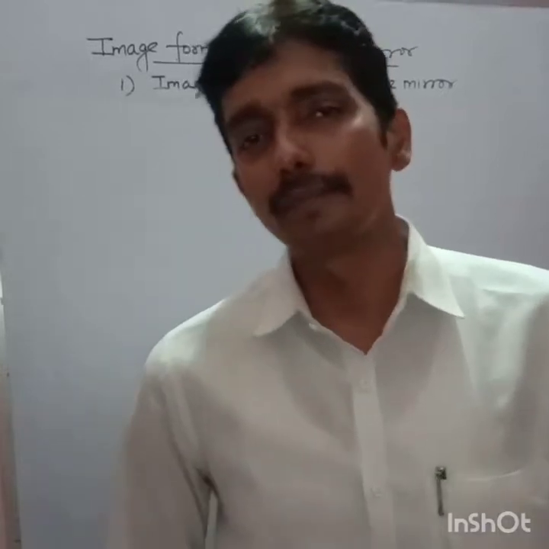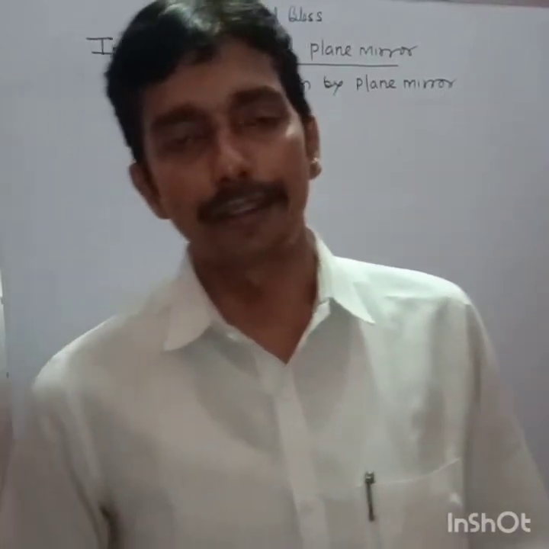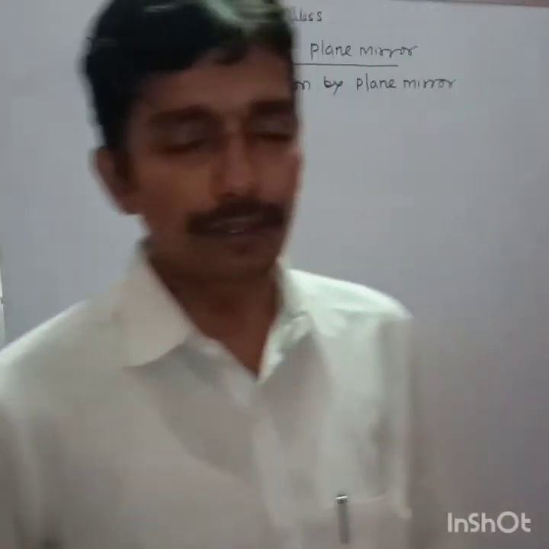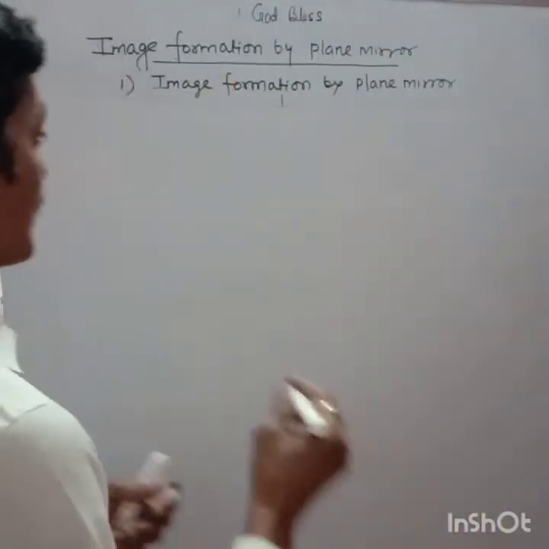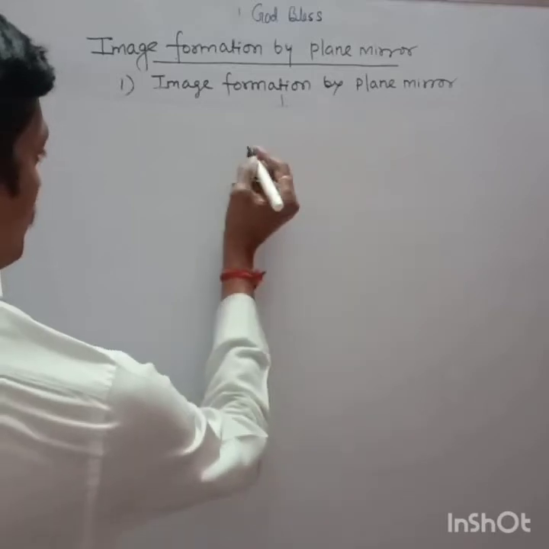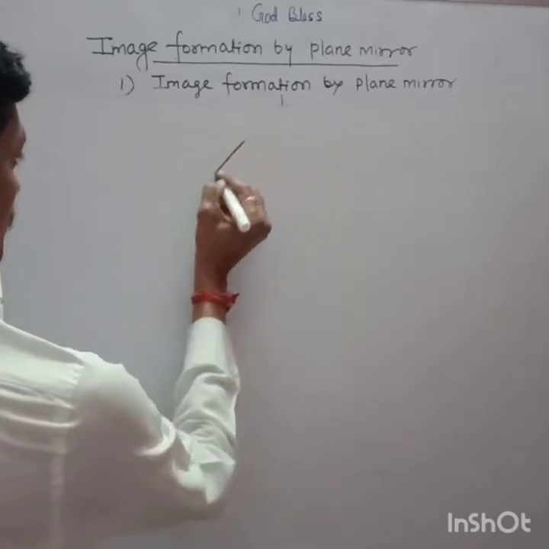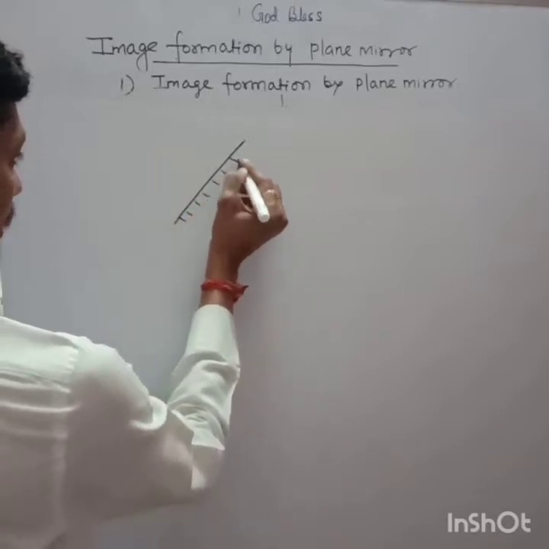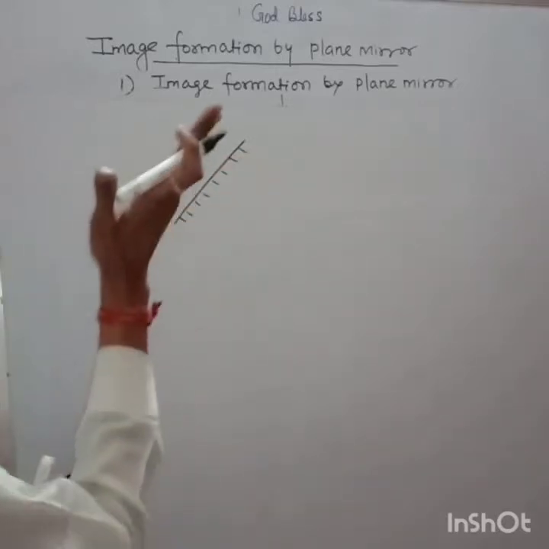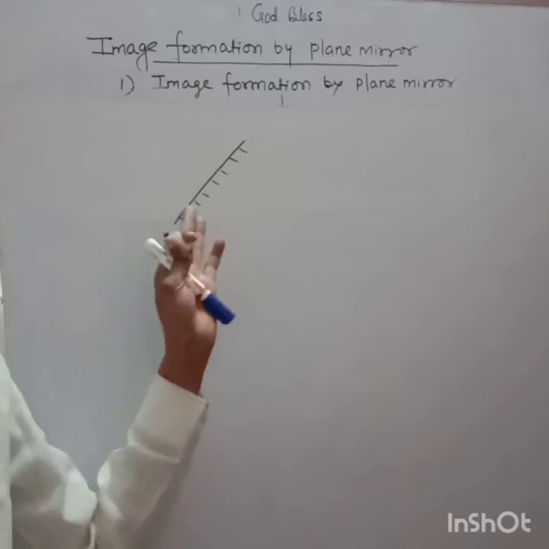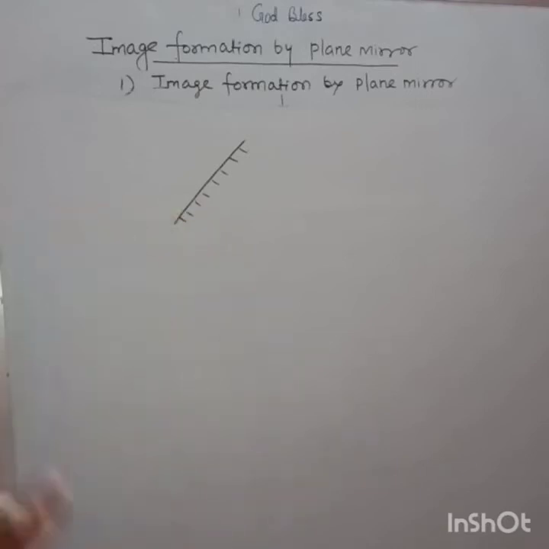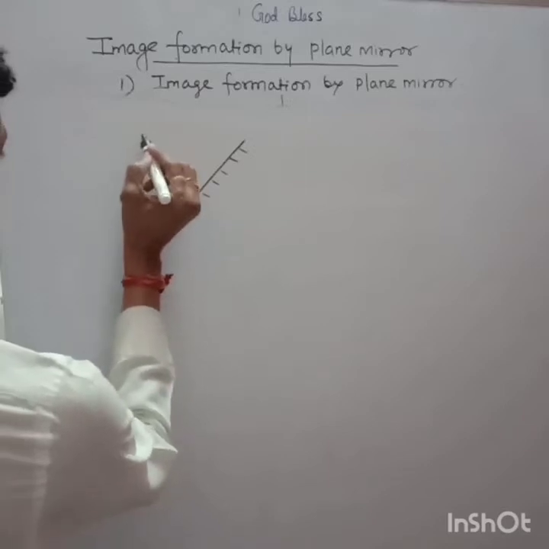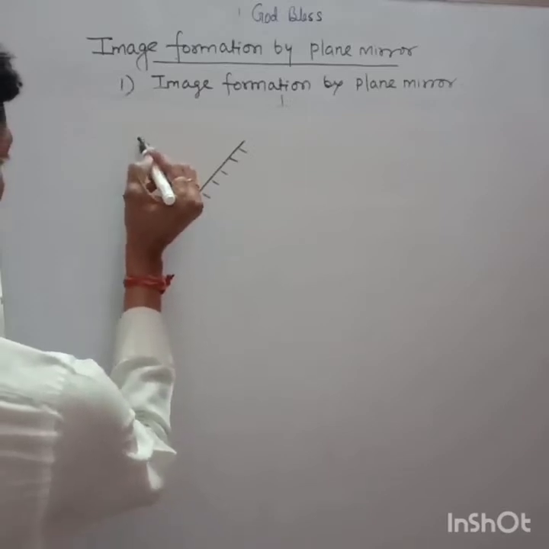Let us discuss some different situations or problems on image formation by the plane mirror. Now suppose that the plane mirror is kept this way. Say this is my plane mirror and I have tilted the plane mirror, as you can see on my board. So where will be the image if I keep the object here? For example, I am keeping the object here.